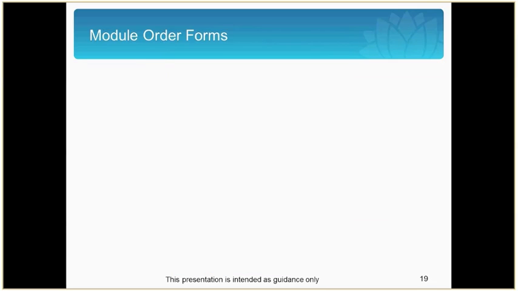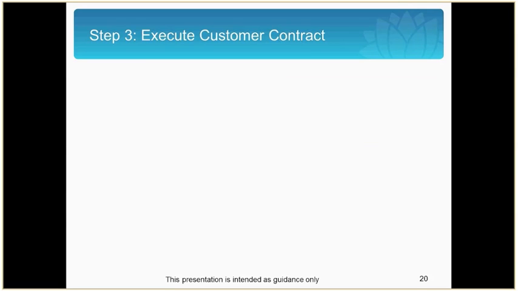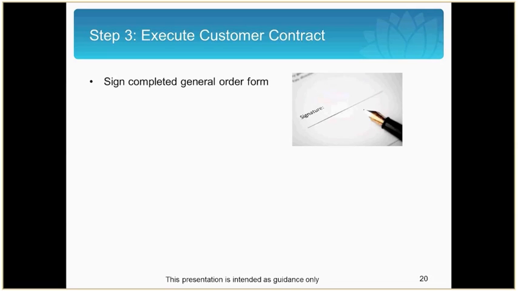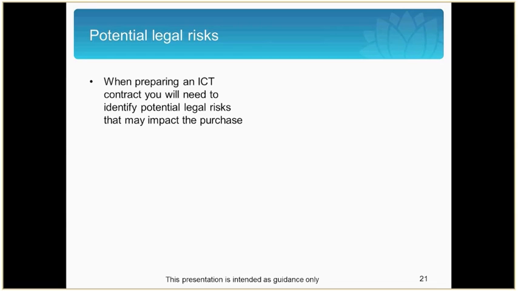Module order forms can be found on the Procure Point website on the same page as the long form contracts, as well as on the beta website. The third step is to execute the customer contract. Both parties will need to sign the completed general order form. But before you do this, you need to make sure that you have considered all potential legal risks and they have been evaluated and added to the contract.